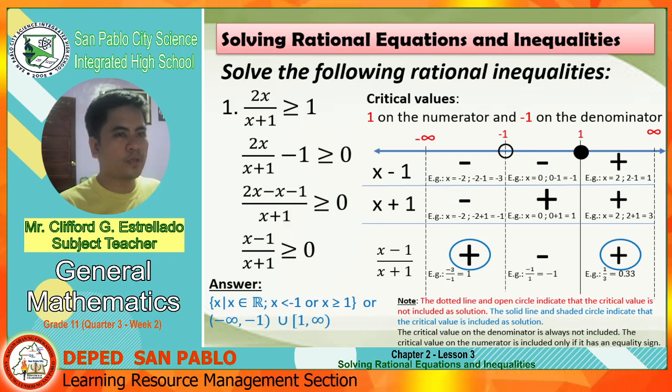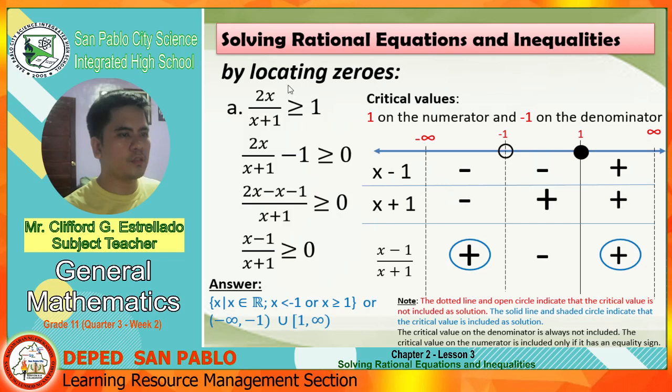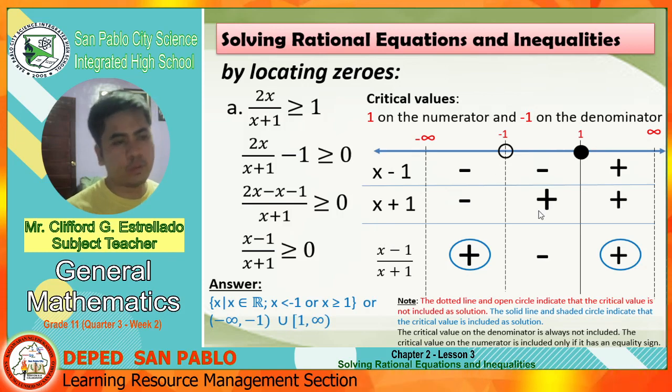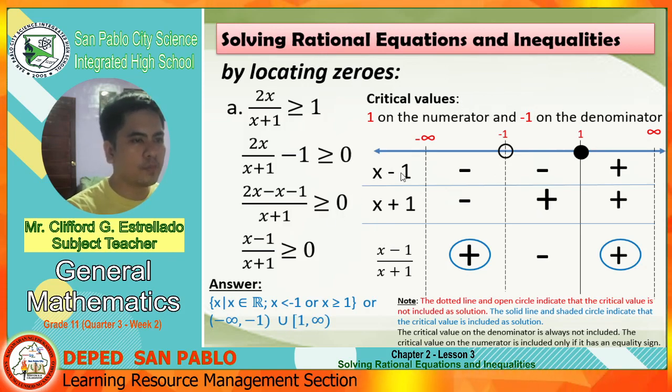We solve these rational inequalities, again, by using test points. Another alternative is by locating zeros. Same example as number 1: x minus 1 over x plus 1 is greater than or equal to 0. We have already made this table of signs in our previous example, so we will just now locate zeros. For x minus 1, where is 0? 0 is located on positive 1, since x minus 1 is equal to 0, x is equal to 1.